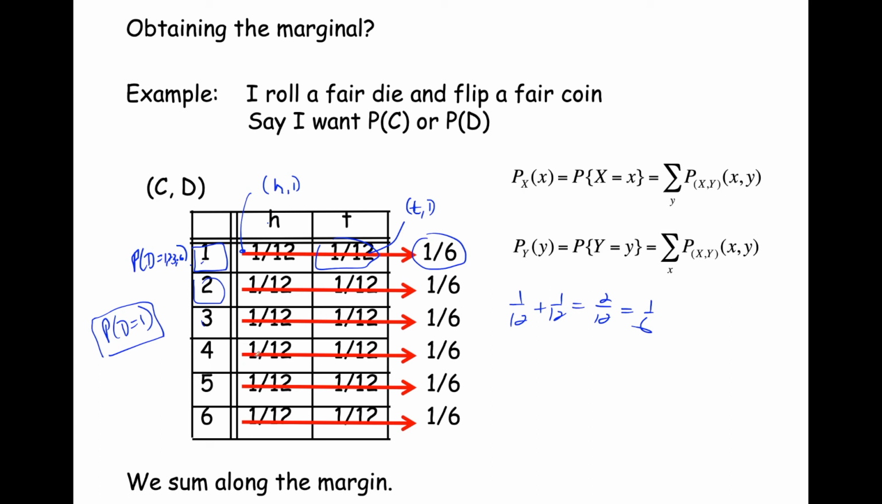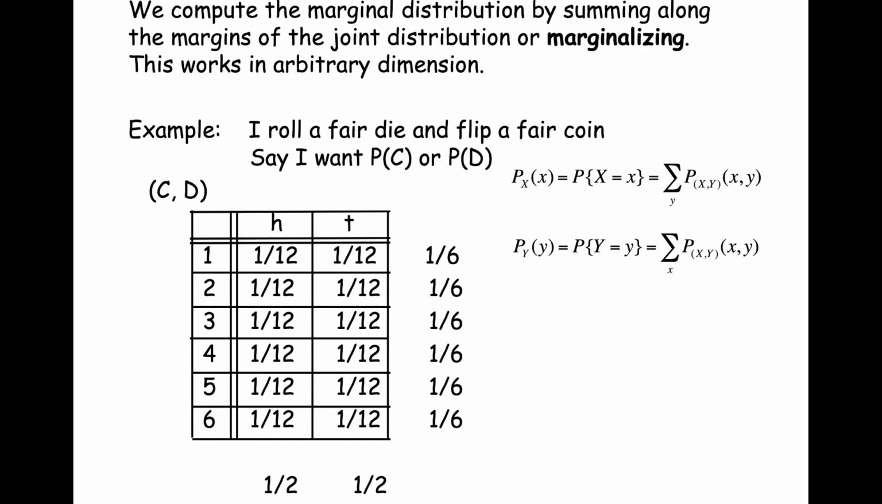So again, we sum along the margin. In the first case, we sum along the vertical margin. In this case, we're summing along the horizontal margins. And you notice here for each die roll, we're getting 1/6 in each case for probability of D equals 1, 2, 3, 4, 5, or 6. Okay. So we compute the so-called marginal distribution by summing along the margins of the joint distribution. This procedure is called marginalization, or we're marginalizing. And this works for arbitrary dimensions. So you can have a 2-vector, a 3-vector, a 4-vector, and the only difference is you're just going to have a lot more summing to do.